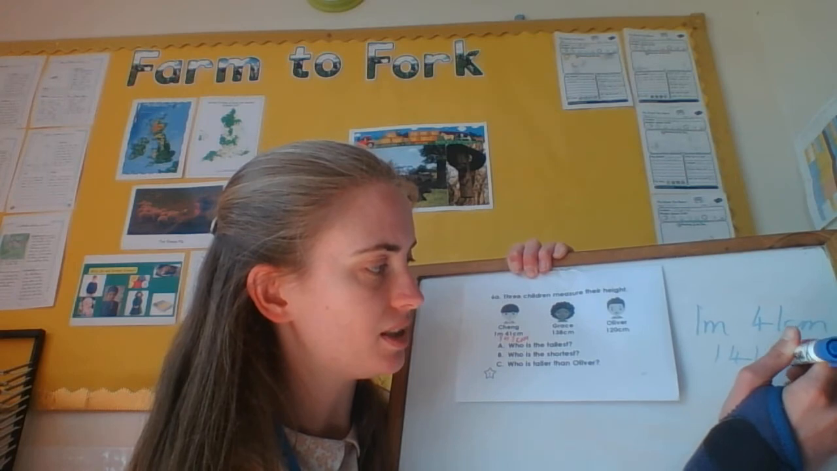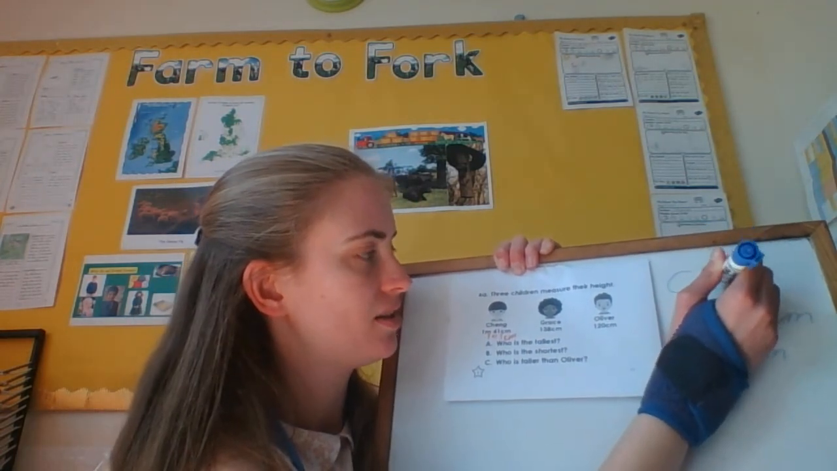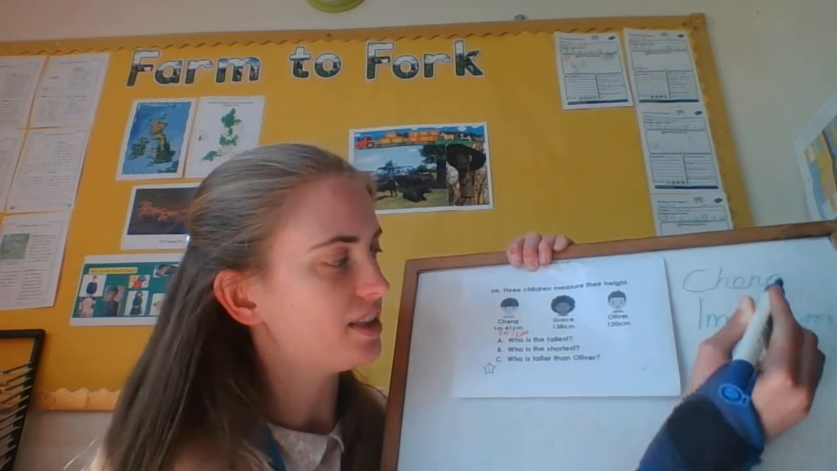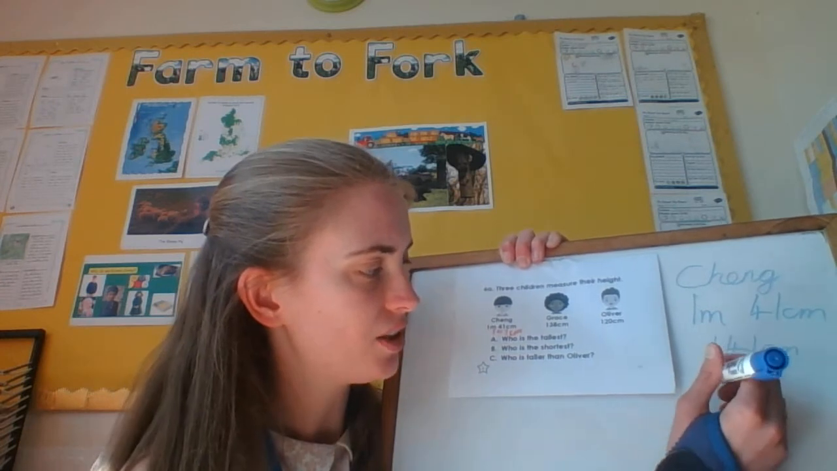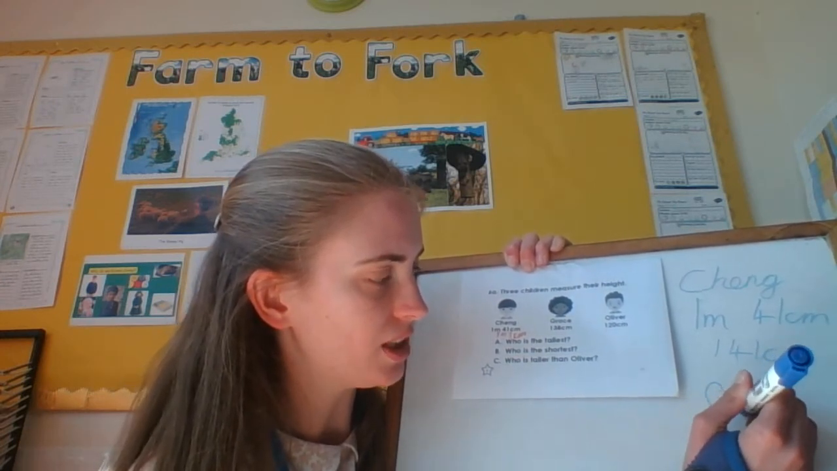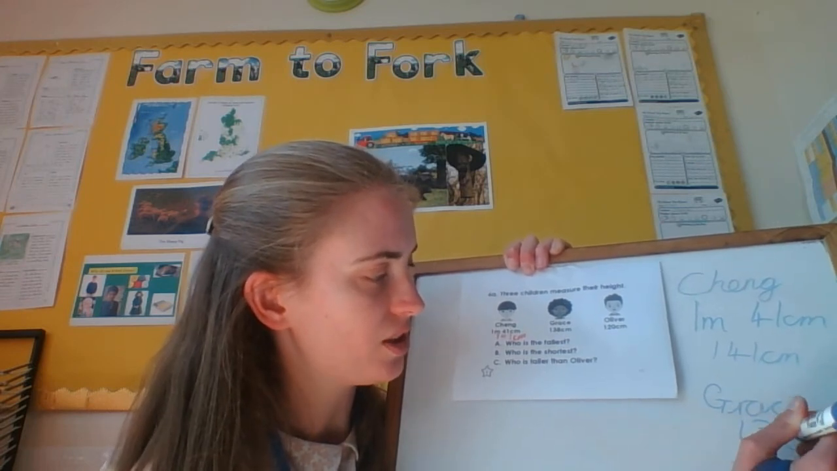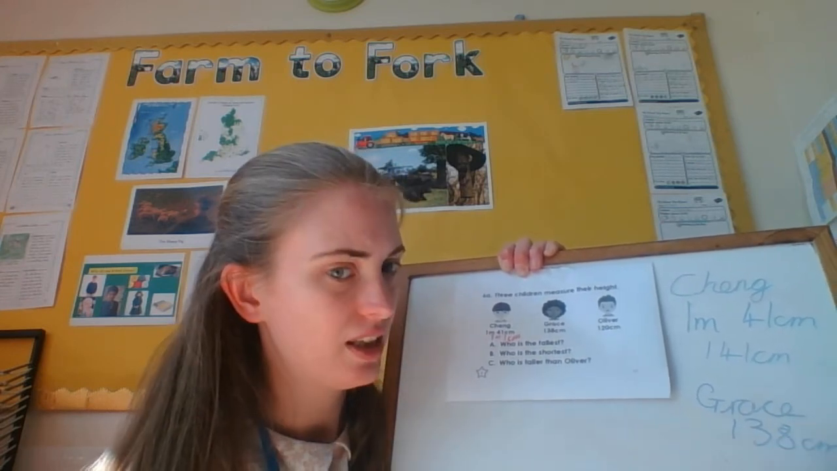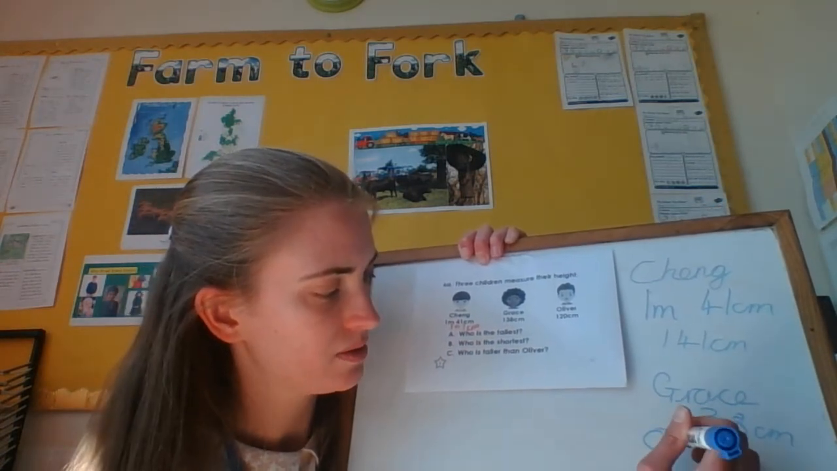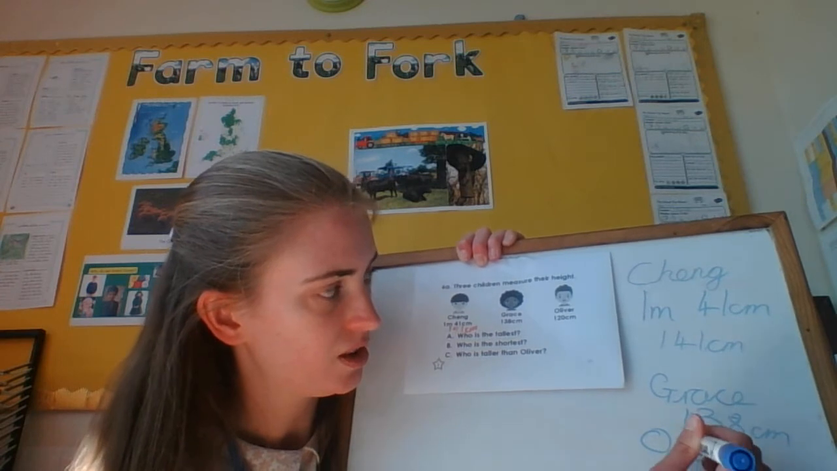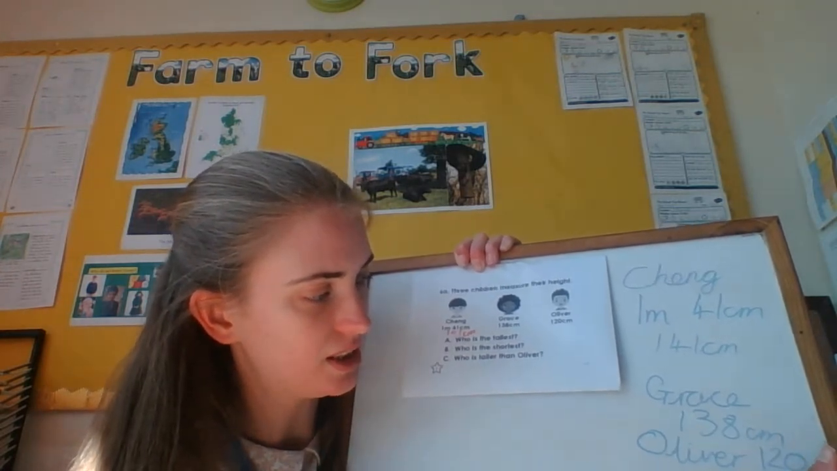141 centimetres, which I have written here. So Cheng, his height is 141 centimetres. Grace, 138. I'm just going to write those here because it's not very clear, I don't think, on the camera. 138 centimetres. And then Oliver, I can squeeze him in, 120. I'm just about to put it in centimetres.